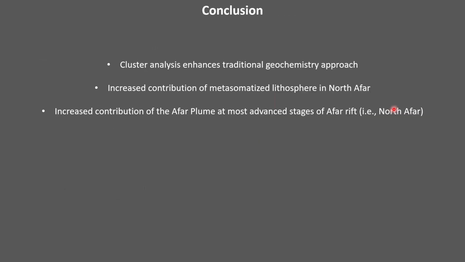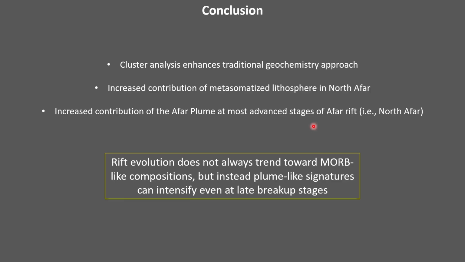So to conclude, we show that cluster analysis enhance traditional geochemistry approach by identifying a group of samples already recognized in literature as well as revealing new one. We show an increasing contribution of the metasomatized lithosphere in northern Afar, associated with an increased contribution of the plume component at the most advanced stage of the Afar rift. And this, on a more broad scale, can suggest that rift evolution does not always trend towards a MORB-like composition, but instead the plume-like signature can intensify even at the last stage of the continental breakup.